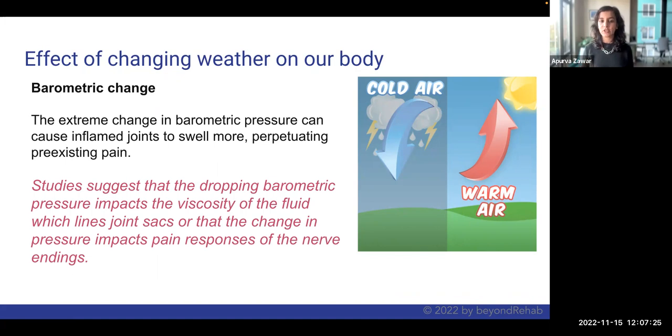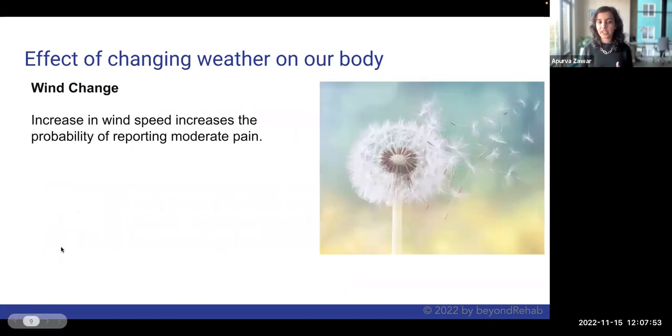One of the studies suggests that dropping barometric pressure impacts the synovial fluid, and also changes the response of the nerve endings. We have these mechanical receptors around the joint, and that gets impacted with the drop in the pressure, and that influences the pain experience. And the last one is the wind change. An increase in wind speed increases the probability of reporting moderate pain. Again, it's not very clear yet, but these are the key components of how temperature, pressure, and humidity influence our body tissue, our synovial fluid, and how it impacts the pain experience.